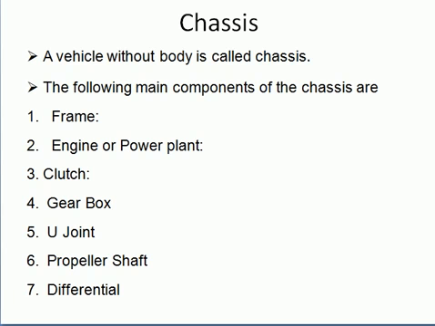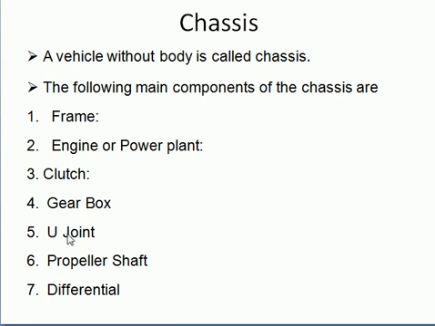Second one, engine or power plant. It provides the source of power. Next one is clutch. It connects and disconnects the power from the engine flywheel to the transmission system. Another part is gearbox. It is used to reduce or increase the speed of the vehicle.